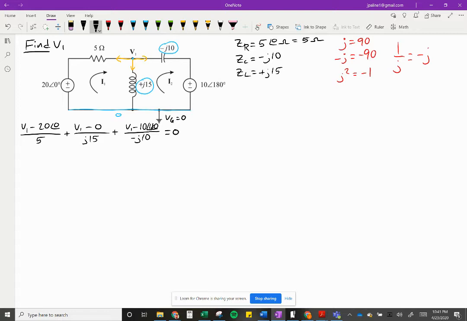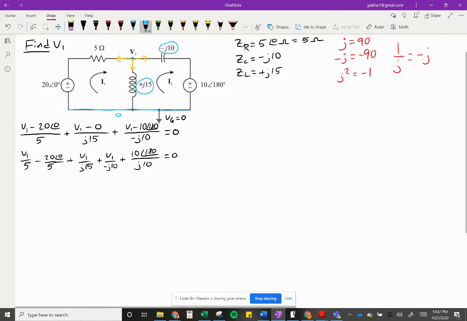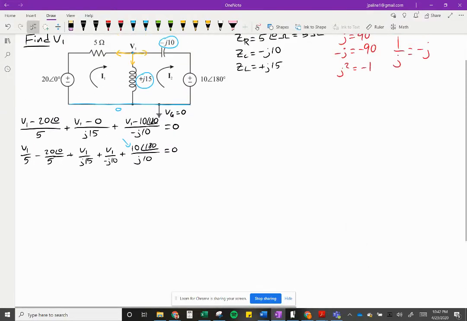So let's simplify this out. We'll do V1 over 5 minus 20 over 5, that'll be at angle 0, plus V1 over J15, plus V1 over negative J10, plus 10 at angle 180 over J10. That's equal to 0. Right here, all we did was the negatives in the numerator and the denominator canceled each other out.